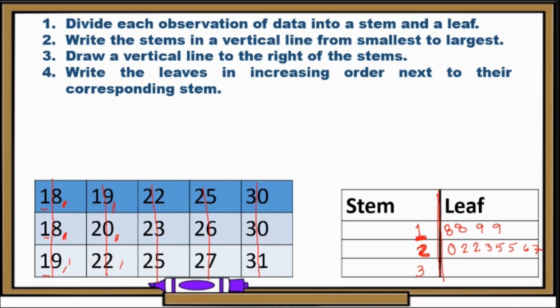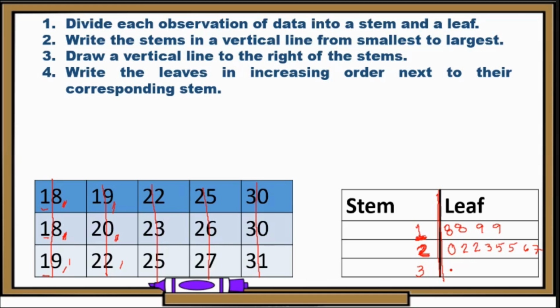6, 7. So for the second row, we have 20, 22, 22, 23, 25, 25, 26, 27. Sila yon. And finally, we have 3.